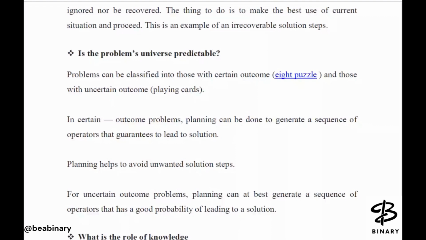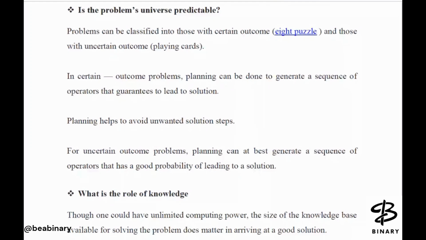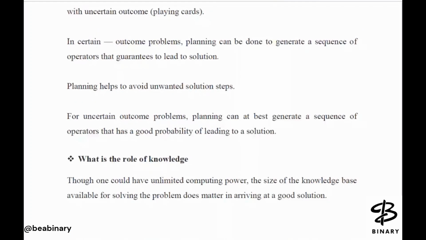Planning can be done to generate a sequence of operators that is guaranteed to lead to the solution. So in the steps, you can do the planning. If you slide a particular block here, you can plan to reach the goal state. So planning helps to avoid unwanted solution steps, right? Those you can ignore. And for an uncertain outcome problem, you don't know what the outcome of that particular problem can be. Planning can at best generate a sequence of operators that has a good probability of leading to a solution.